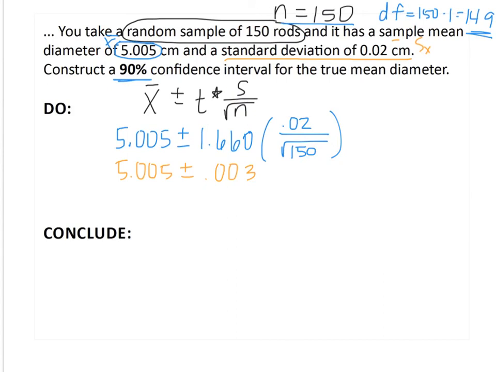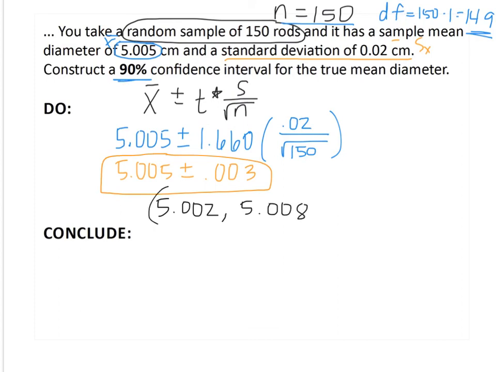Well, this is kind of like the interval template, but if I really want to make the interval, I need the lower one and the upper one. So 5.005 minus 0.003 gives me 5.002 to 5.008. So this would be my interval. I am 90% confident that the true mean diameter is within the interval 5.002 to 5.008. Let me write that out for us so we have a formal conclusion down here.